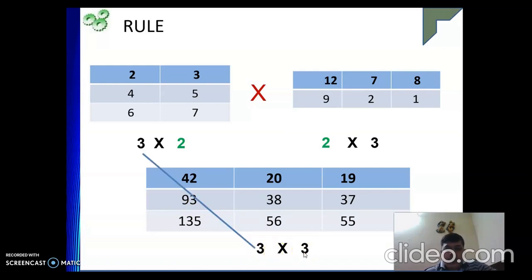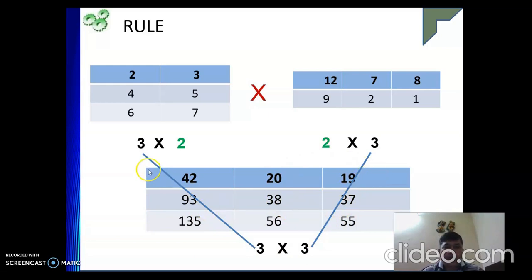That means the rows of the first matrix will be the rows of the multiplied matrix, and the columns of the second matrix will be the columns of the multiplied matrix. If I consider this to be the result matrix, then the result matrix is 3 cross 3, with the rows of the first matrix and the columns of the second matrix. Once we multiplied it, the value that we got is this. How we got this value, we'll see in the subsequent slide itself.